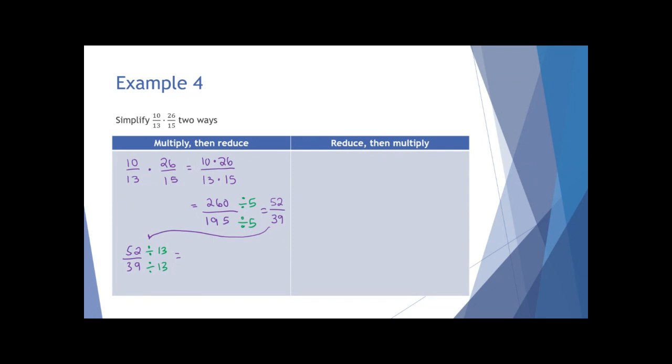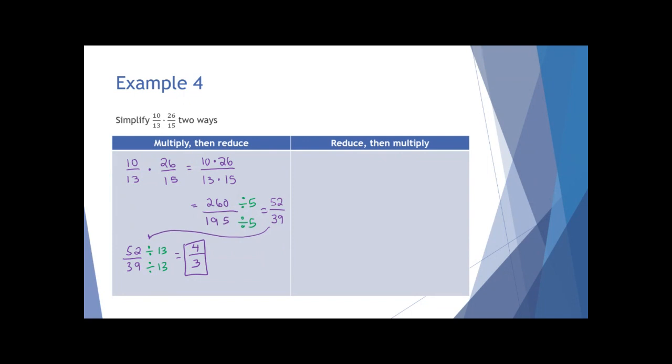So 52 divided by 13 is 4. 39 divided by 13 is 3. So we multiplied those together and then we reduced it. I know that my work is kind of all over the place, but we got the right answer. We got 4/3.